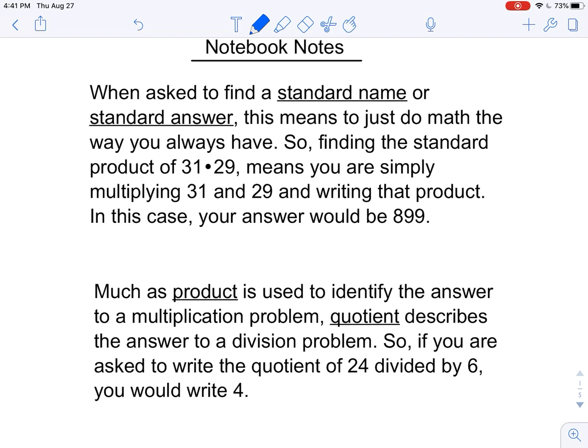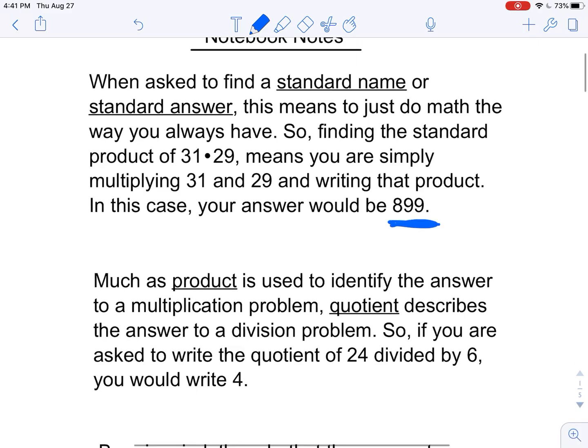As we are continuing yesterday's discussion with modular arithmetic, it's important to understand that whenever the book is prompting you for a standard name or standard answer, you're simply going to find the product using normal math like you've always learned. So when I say 31 times 29, there's that times sign I mentioned yesterday with the dot. You're just simply multiplying 29 times 31, and you write the answer, 899.